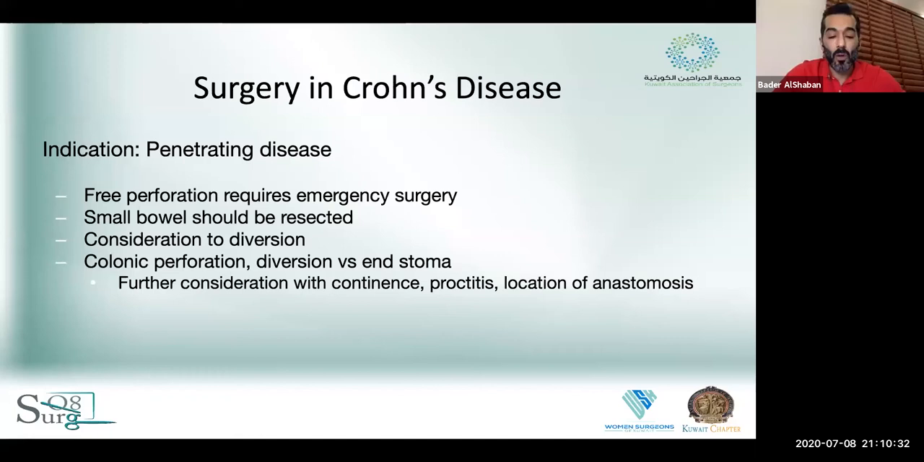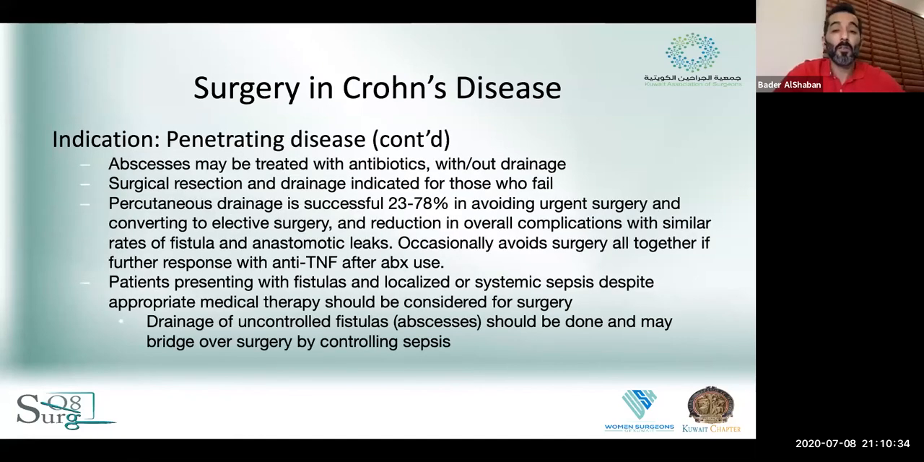With penetrating disease, if it is not a free perforation, that obviously does not require an emergency surgery, the patient may present with either fistulas or abscesses. Abscesses may be treated with antibiotics, plus or minus drainage, depending on its location, accessibility, and size. The usual size for drainage, depending where you're reading, really says between 3 and 5 centimeters. So I'm just going to take the mathematical average of 4 centimeters and the experience of your local interventional radiologist.